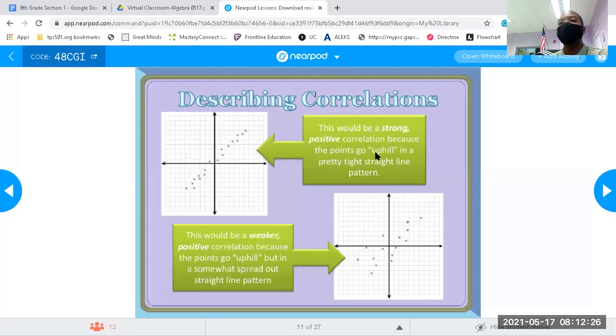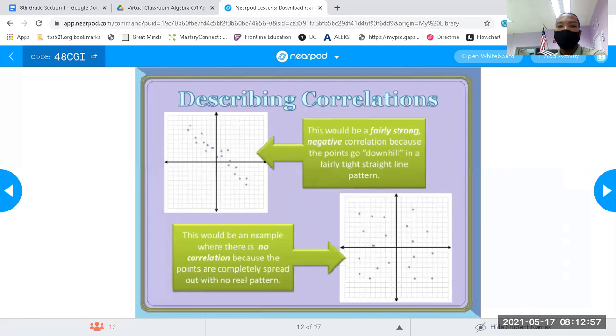This would be a strong positive correlation because it's going uphill, but then the dots are also tight and they form a line. The second one would be a positive correlation because it's still going uphill, but it's weaker because the points are spread out. Do we see the difference? They're still both going uphill, so they're positive, but one is tighter than the next.